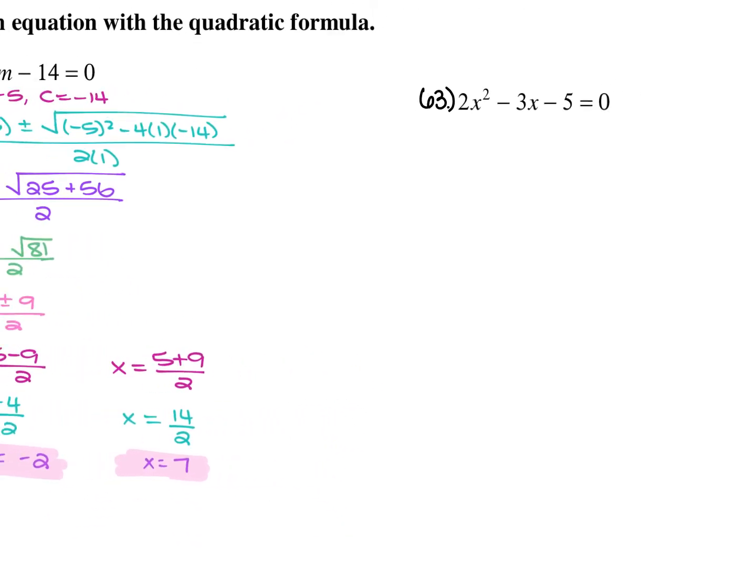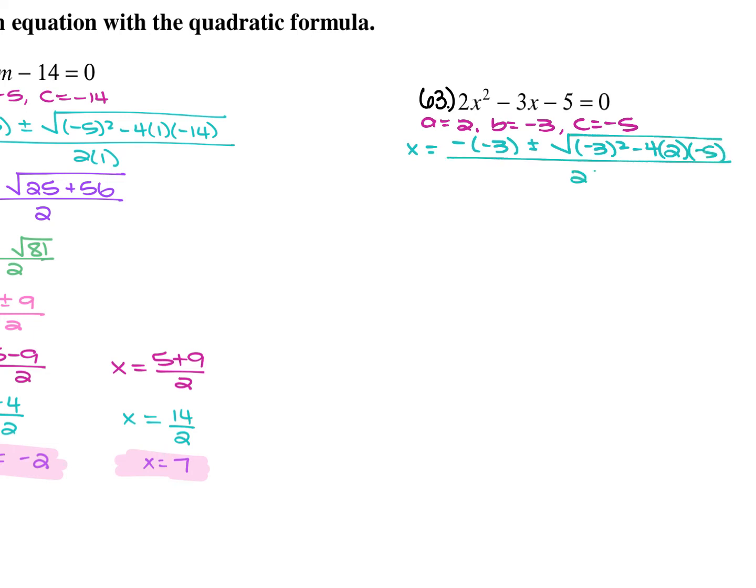For 63, we have 2x squared minus 3x minus 5 is equal to 0. So your a is 2, b is negative 3, and c is negative 5. Plugging these values in, we're going to have the opposite of negative 3 plus or minus the square root of negative 3 squared minus 4 times 2 times negative 5 all over 2 times 2. The opposite of negative 3 is positive 3. The negative 3 squared is 9. Negative 4 times 2 is negative 8 times negative 5 is positive 40.